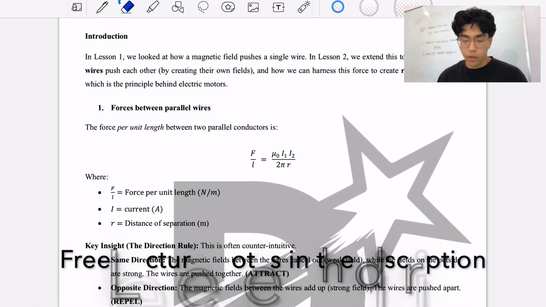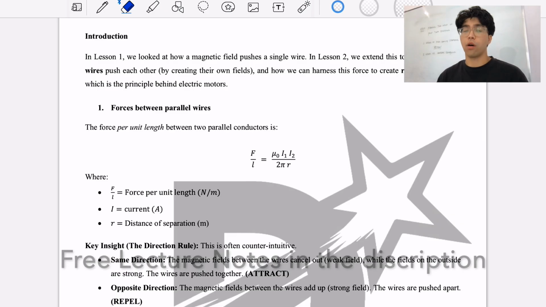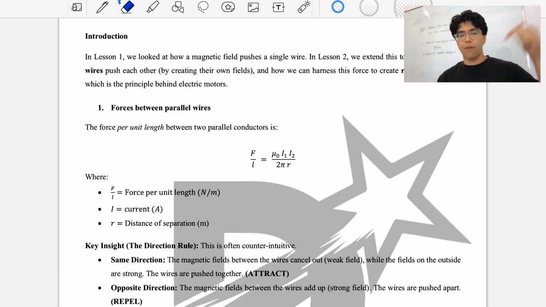Hey guys, in this video we are going to look at the forces between parallel conductors. Now if you just want to see how to perform calculations on 3 or more conductors, have a look in the description down below and there should be a timestamp there for you if you want to skip to it. Anyways, let's get started.